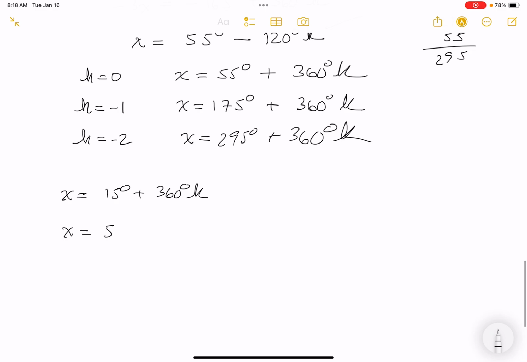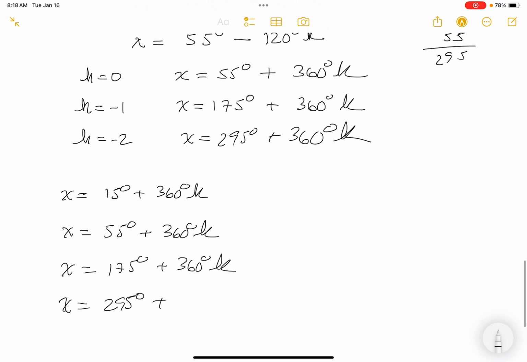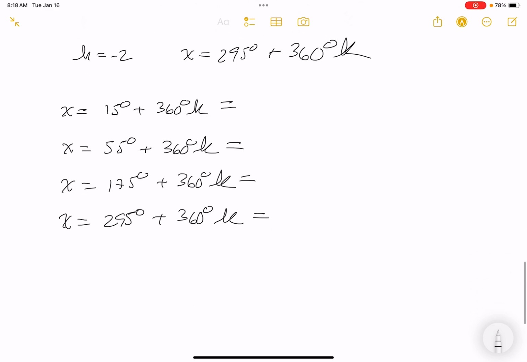Let's put the next one down. That's going to be 55 degrees plus 360 degrees K. The next one's going to be 175 degrees plus 360 degrees K. And the last one's going to be 295 degrees plus 360 degrees K. By the way, I should probably speak in radians, and let me go through that.